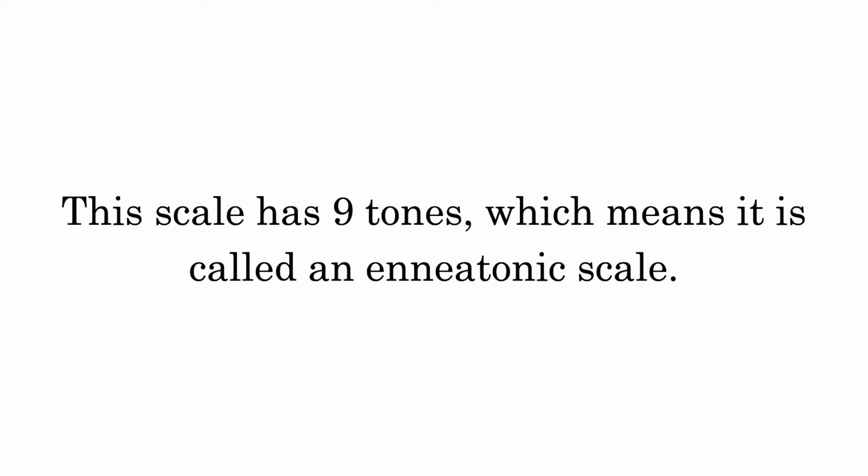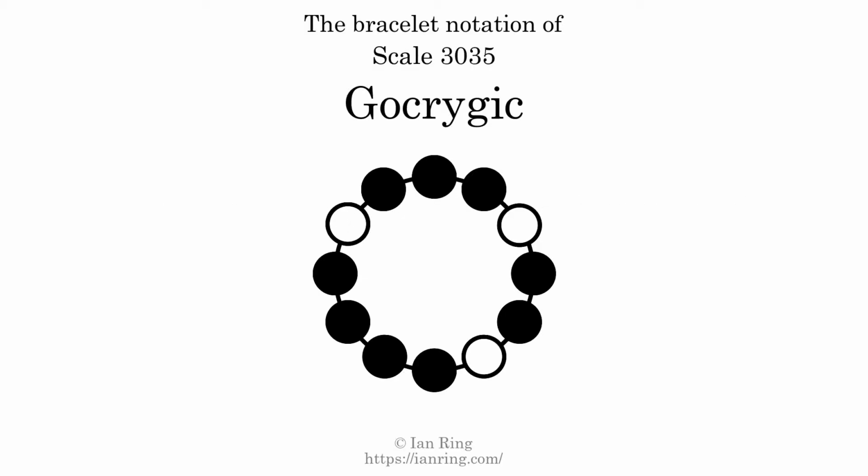This scale has 9 tones, which means it is called an enneatonic scale. This is a bracelet notation diagram of scale 3035. The shaded circles represent tones that appear in the scale, and they are read clockwise, starting at the top.